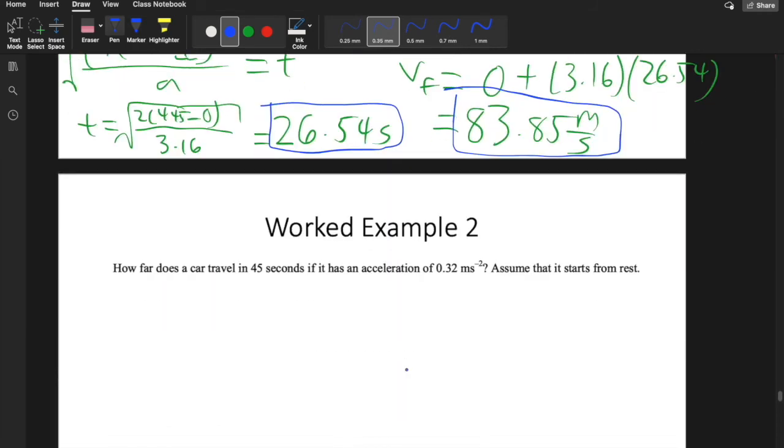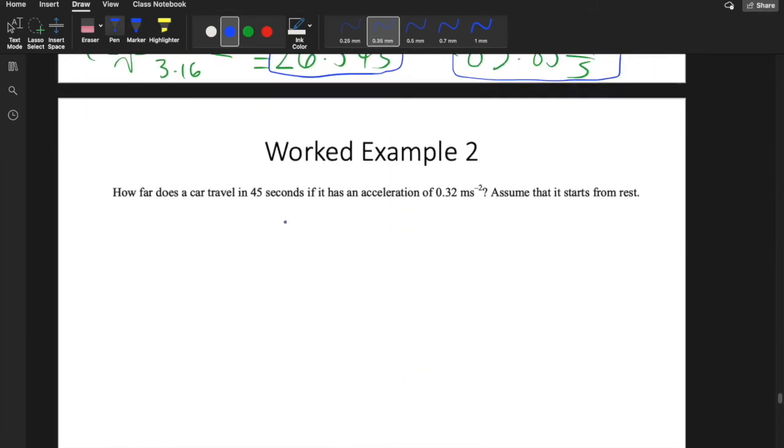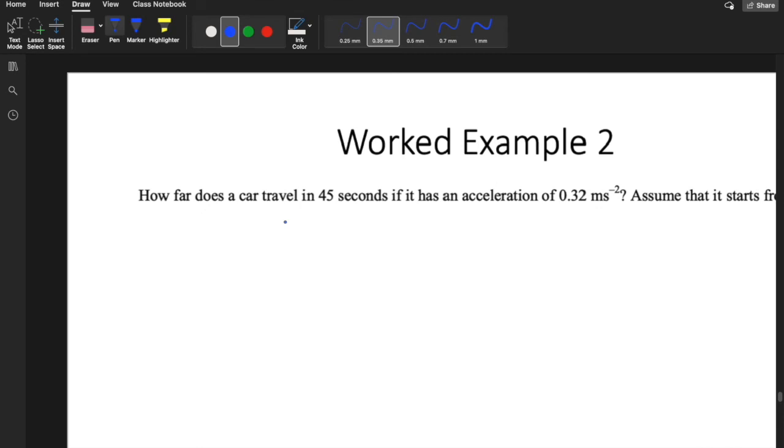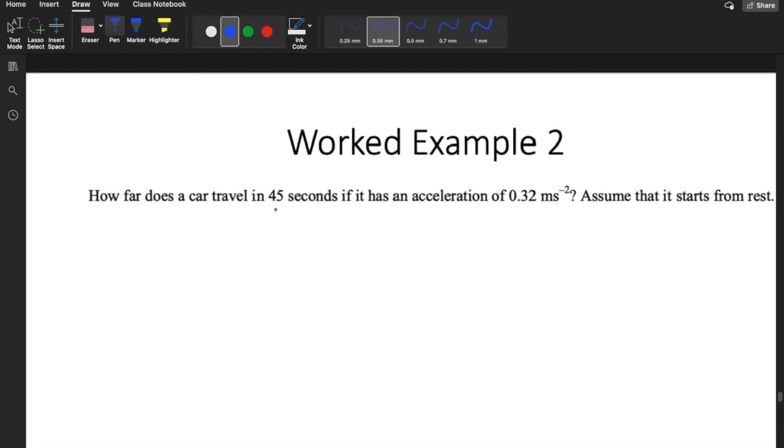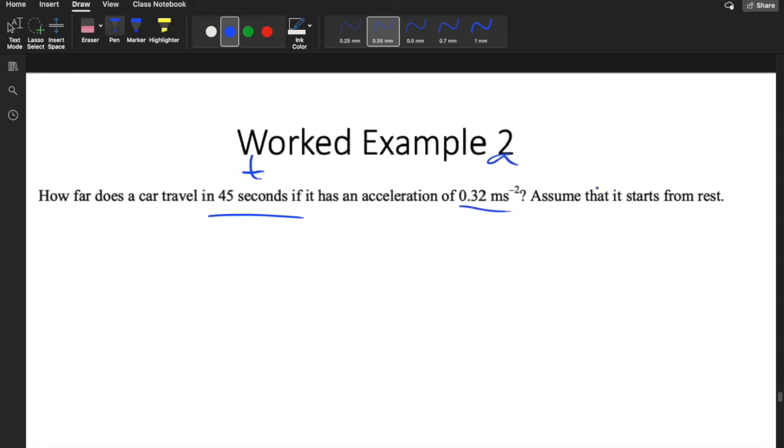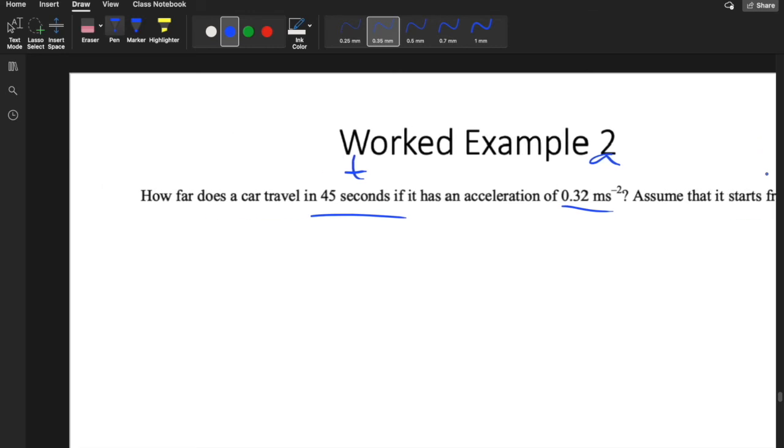Alright, let's do another example here. How far does a car travel in 45 seconds if it has acceleration of 0.32 meters per second squared? Assume it starts from rest. Still, when you are doing the problem, label out all the information you know when you are reading it, and then write out the quantity that you need to know. So how far is asking for the displacement, right?